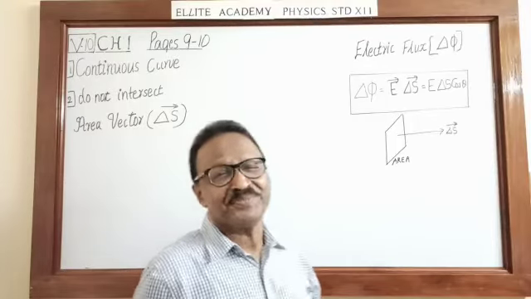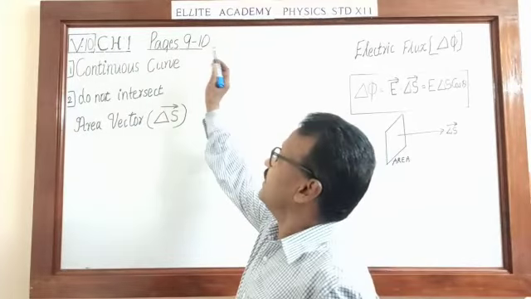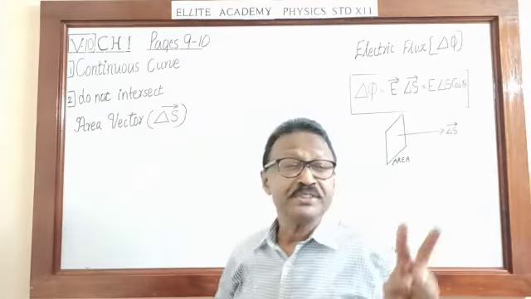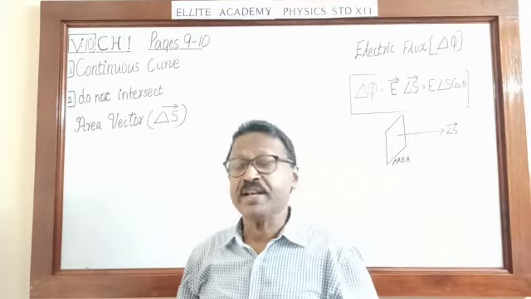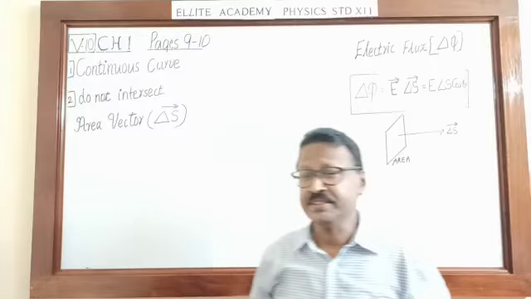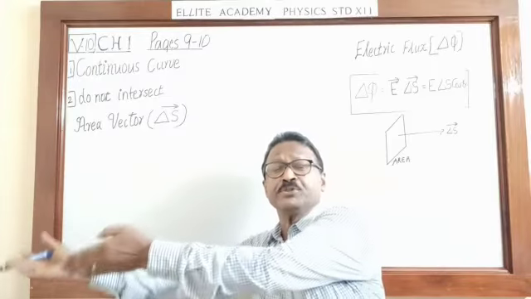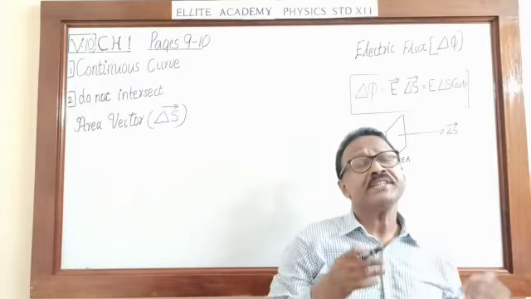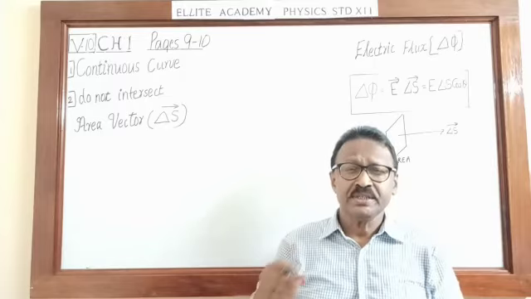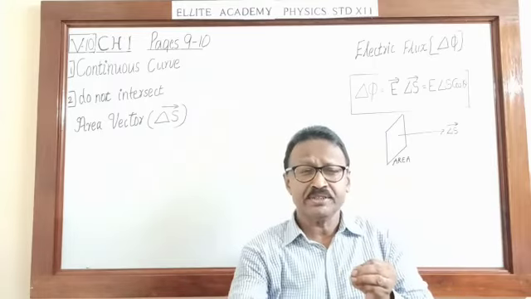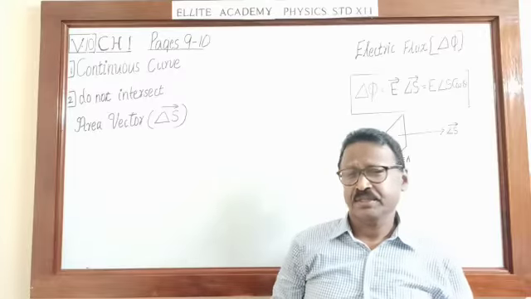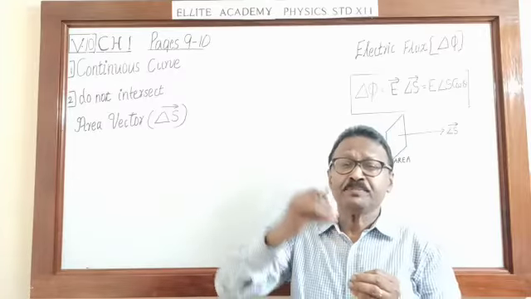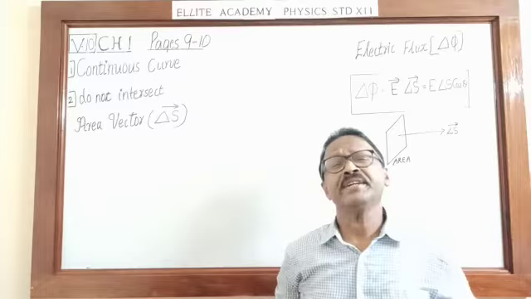Let us continue. We are on page number 9. We have to see some properties of electric field lines. One we have seen: it is going away from the positive charge and coming towards the negative charge. I use the language, it starts from a positive charge and ends on a negative charge. You can see the diagram, it starts from a positive charge and ends on a negative charge.